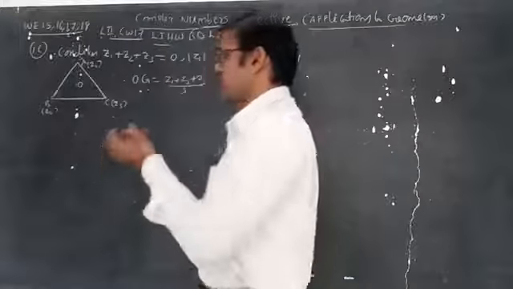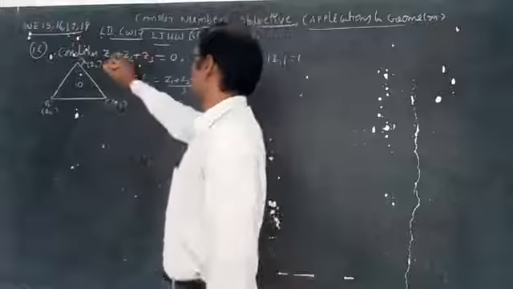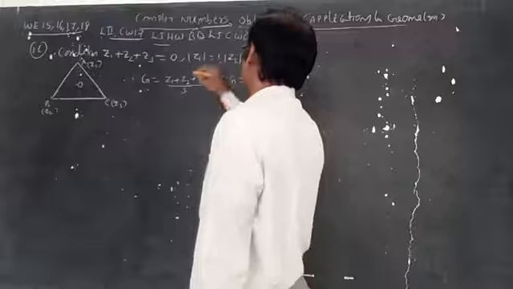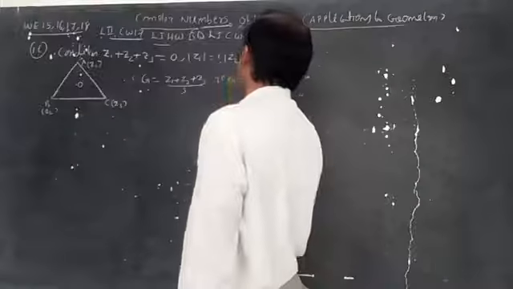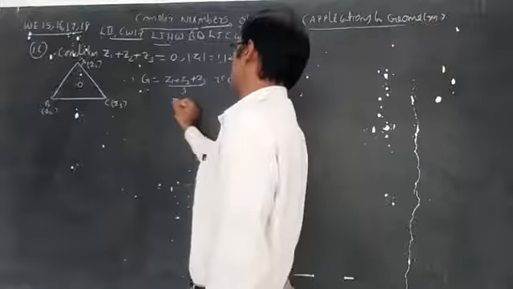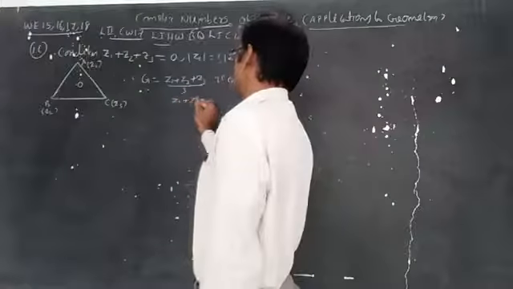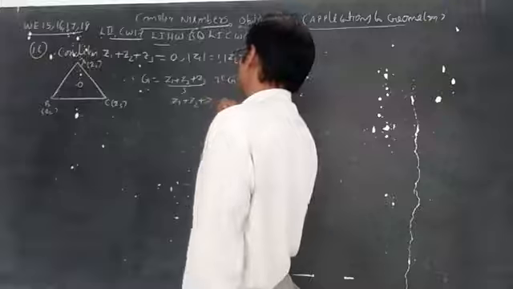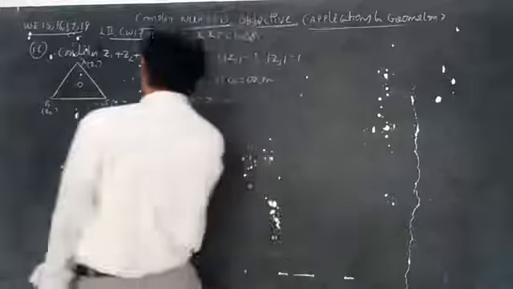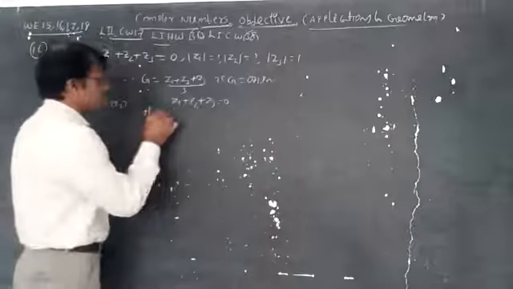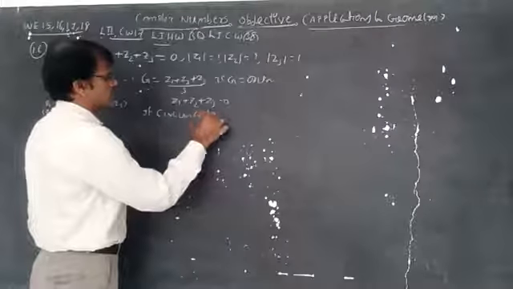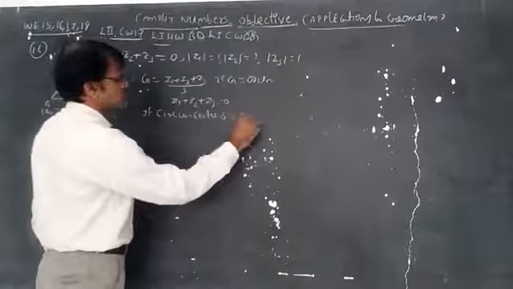So O means here the origin. So of course simply G. If G is equal to 0, that means G is equal to the origin. If G is equal to the origin, you can write here Z1 plus Z2 plus Z3 is equal to 0. Similarly, I have taken that if the circumcenter S is equal to the origin.